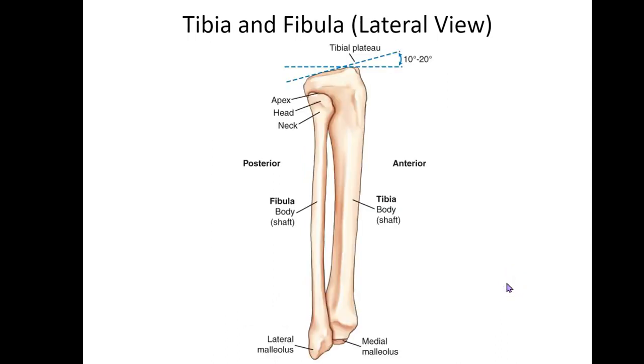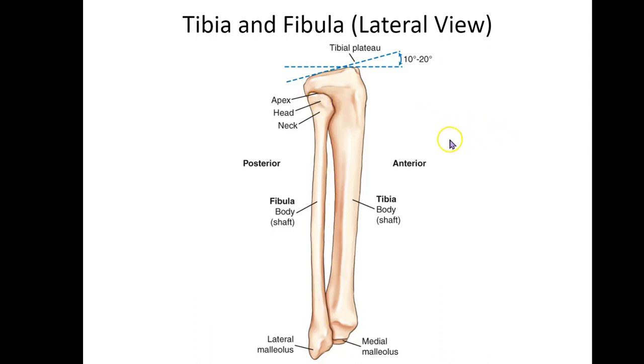Let's take a look at our tib-fib from the lateral. So again, notice the fibula is smaller, and it is the lateral of the 2 bones, and it sits posterior to the tibia, and you can really appreciate that here. The fibula articulates with the tibia proximally and the talus distally. So pretend the talus was sitting here. The fibula articulates with the talus and the tibia.